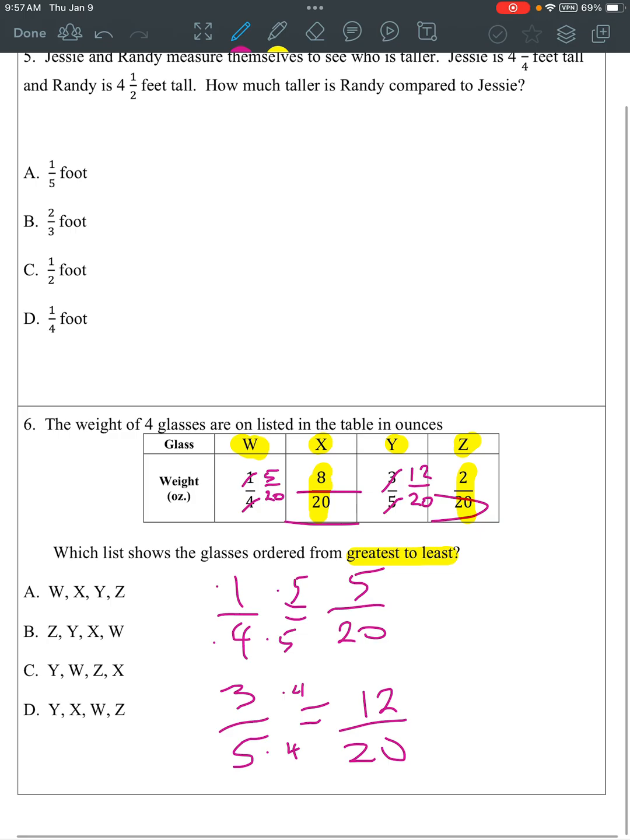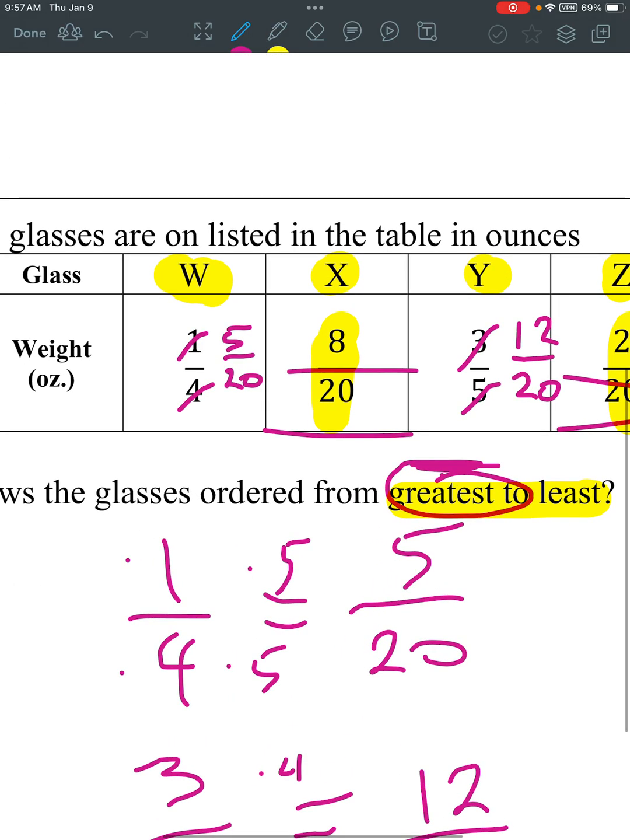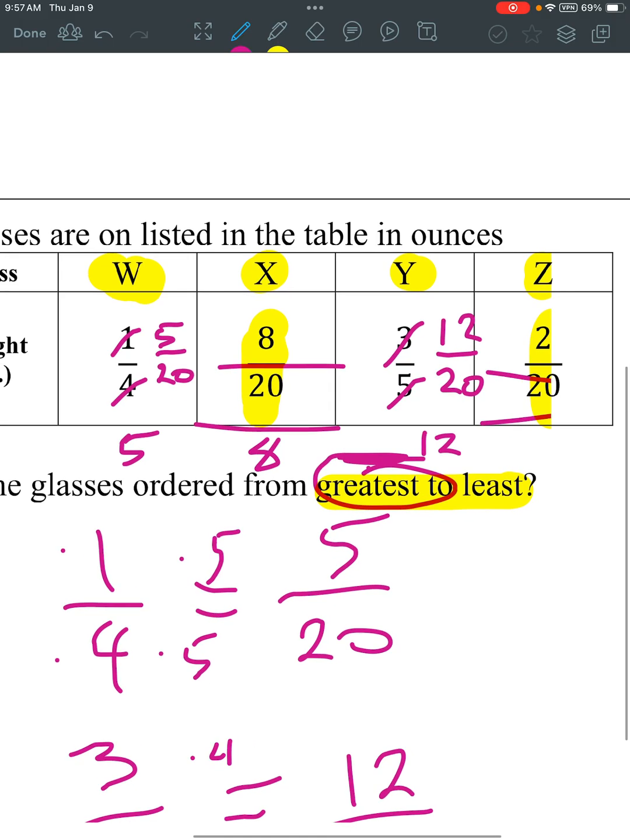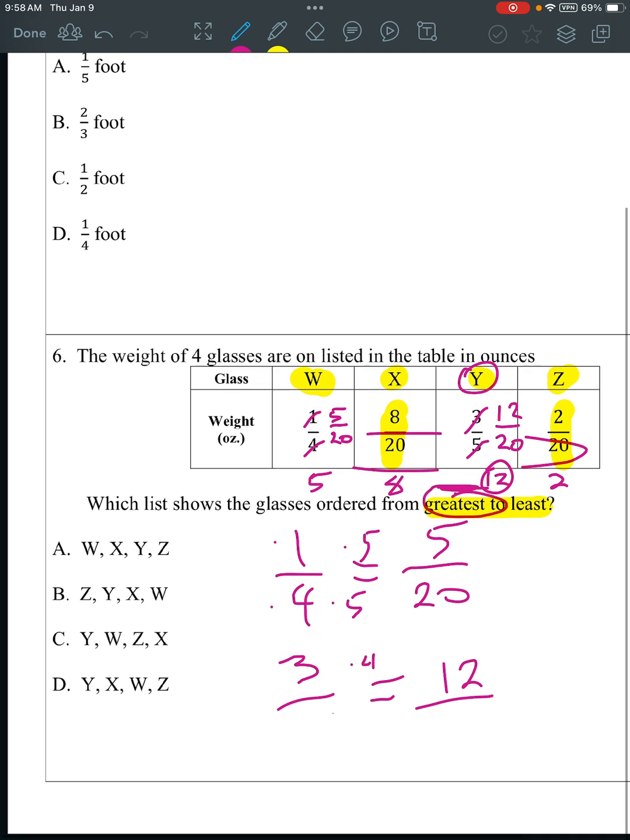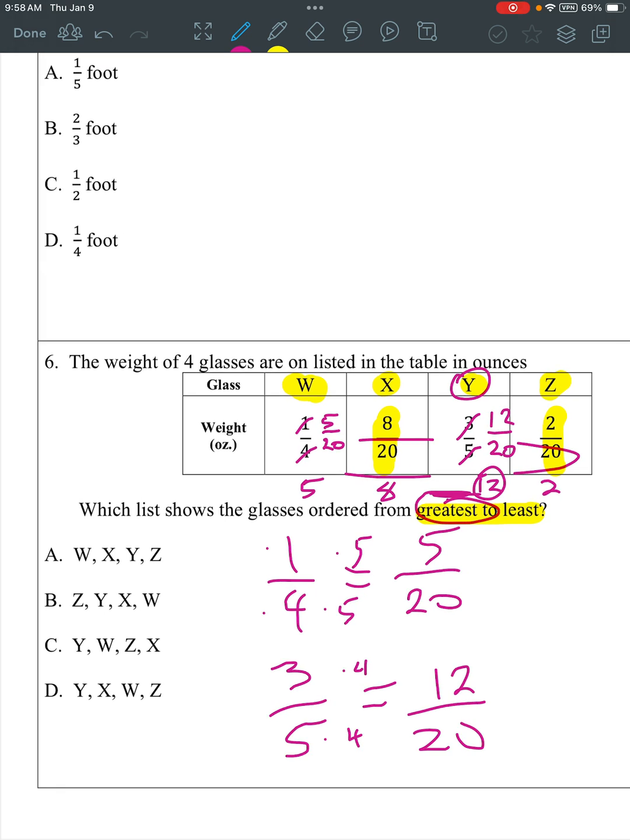Now I can put them in order from greatest. I want the greatest first. Which one has the biggest number on top? There's a 5, 8, 12, and 2. Well, 12 is the biggest, so Y is the biggest. I'm going to look for lists that start with Y.